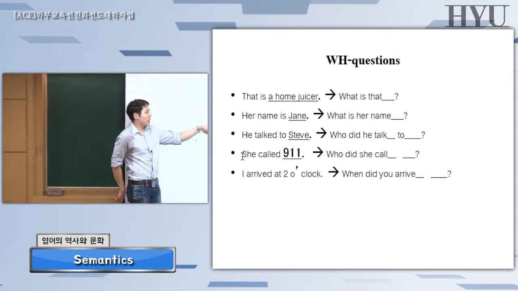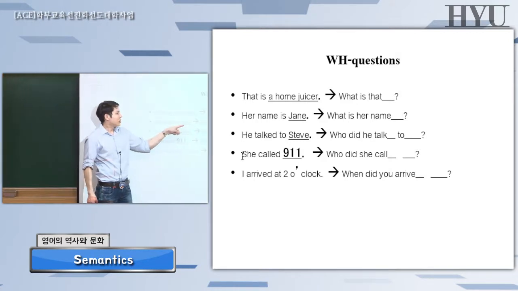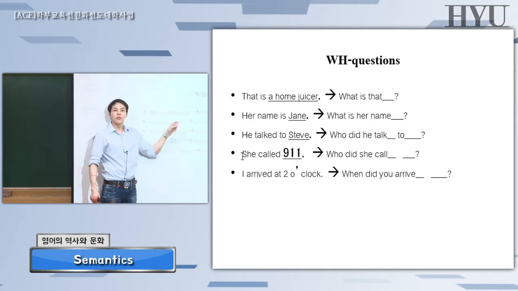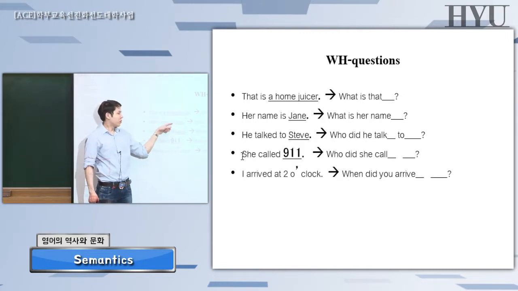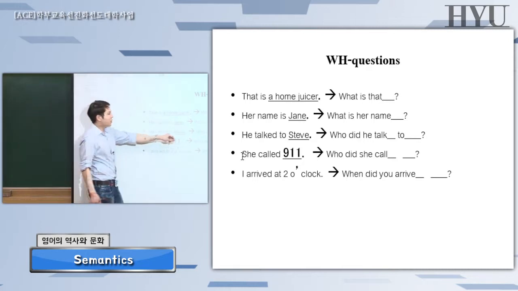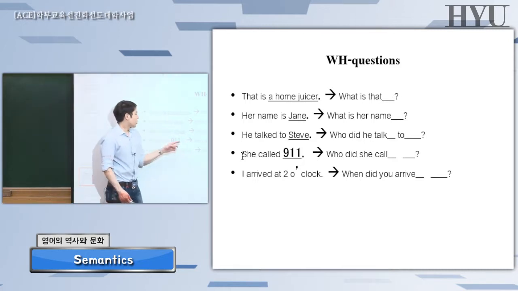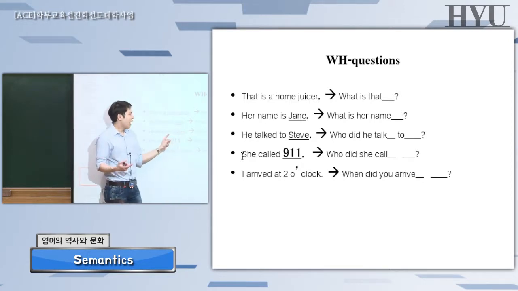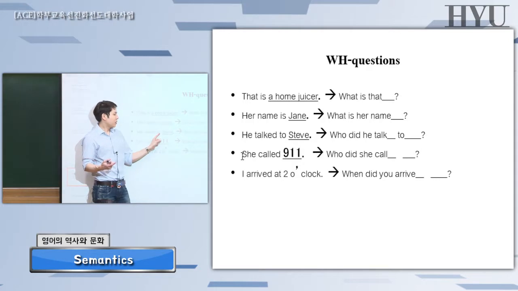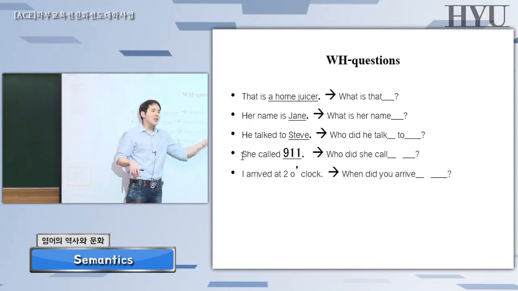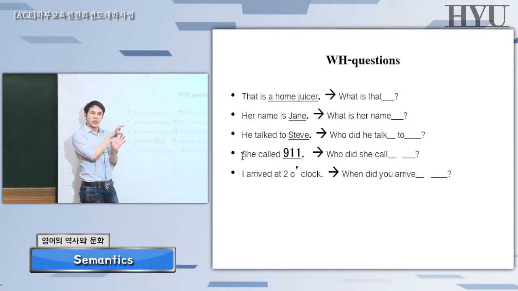Like here, "Her name is Jane." "What is her name?" So the word Jane changes into the WH word what, and then it moves to the front, and so does the verb is. Okay. "He talked to Steve." "Who did he talk to?" So here, there's no aux, so you have to do the do support. We have did, right? And now "to Steve" changes to who, and then the word who moves to the front, right? So the blanks here indicate what moved, right?